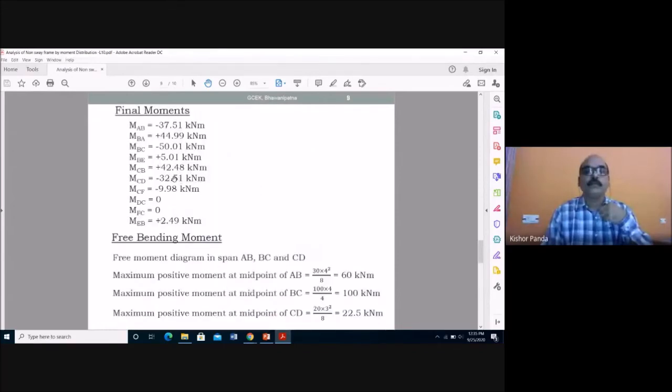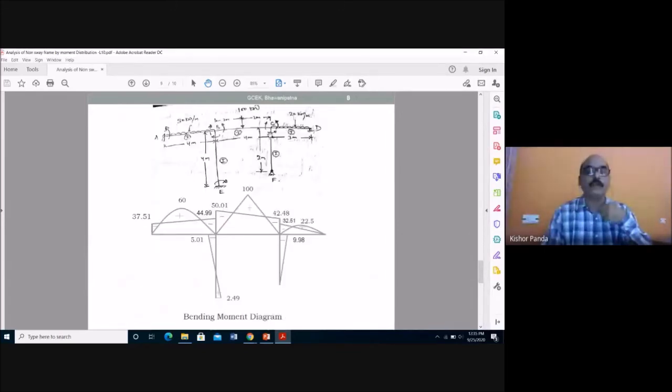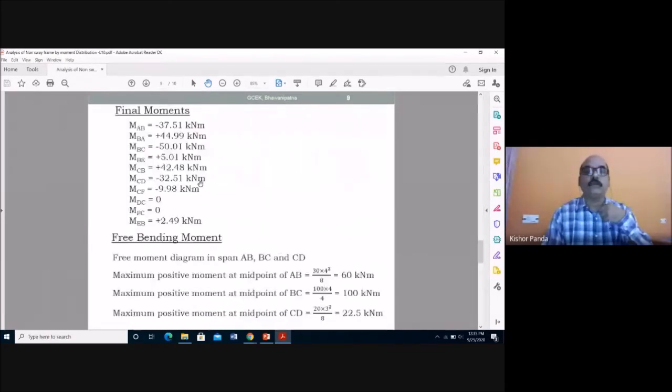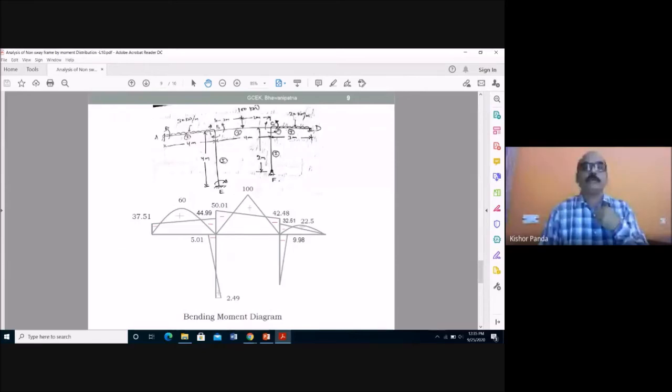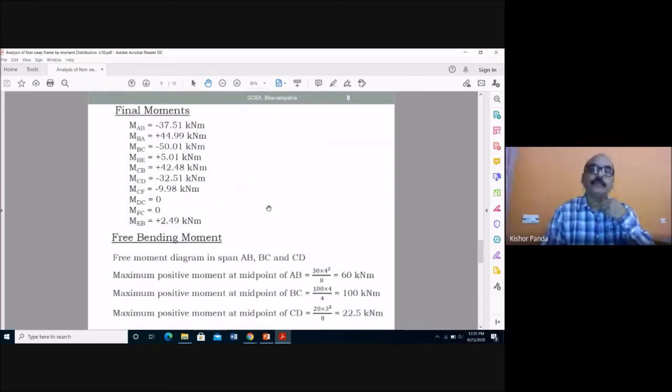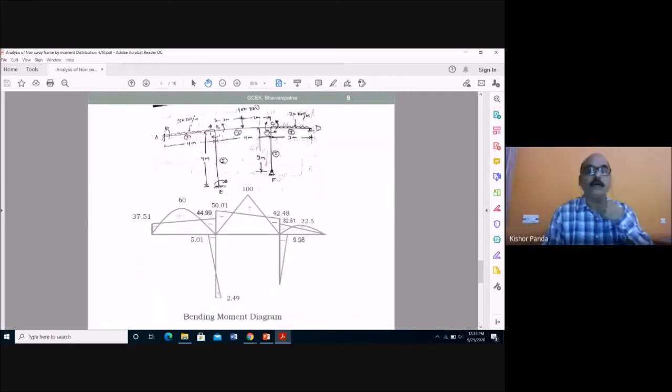Then MCB is plus 42.48, so here MCB plus means clockwise. This is CB, so this is a clockwise moment. Then MCD is minus 32.51. This is your CD, so minus means anti-clockwise direction. Then MCF is minus 9.98. Once again, this is anti-clockwise.